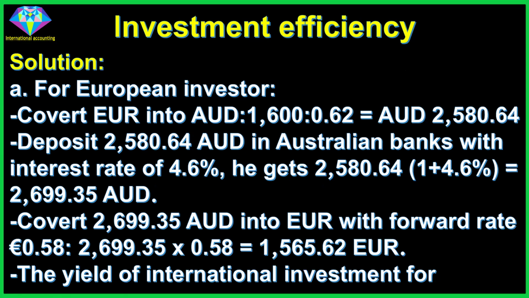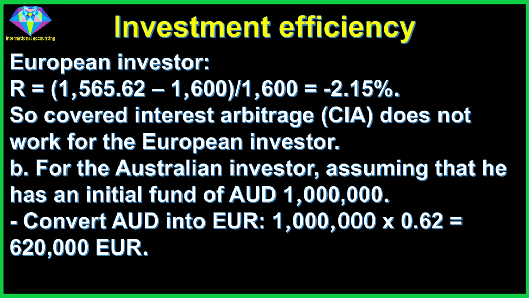Convert 2,699.35 Australian dollars into euros with the forward rate of 58 cents. 2,699.35 multiplied by 0.58 equals 1,565 euros and 62 cents. The yield of the international investment for the European investor, R, equals 1,565.62 minus 1,600, divided by 1,600, equals minus 2.15%. So covered interest arbitrage, CIA, does not work for the European investor.